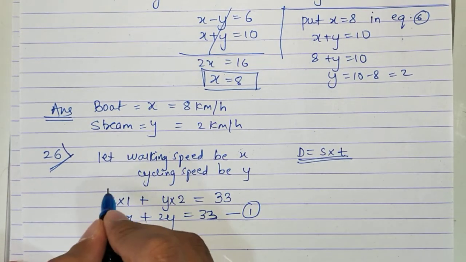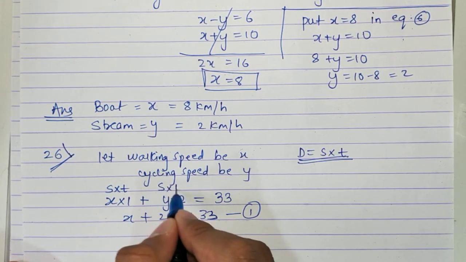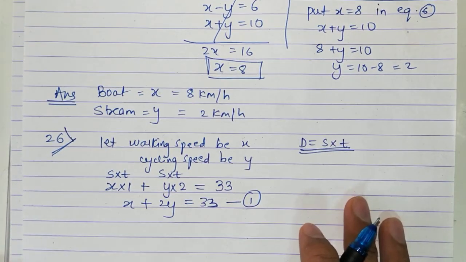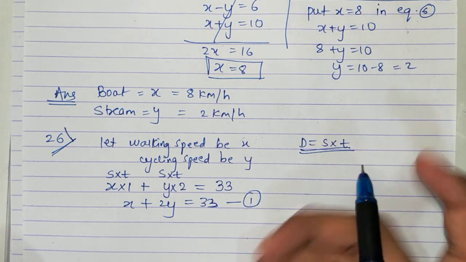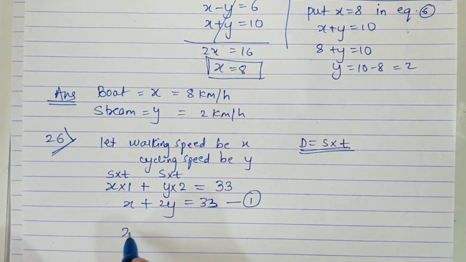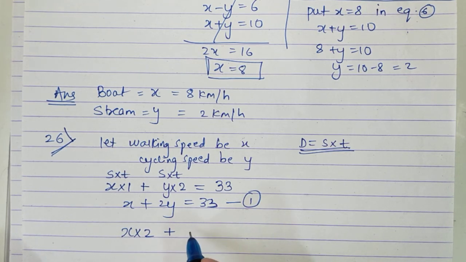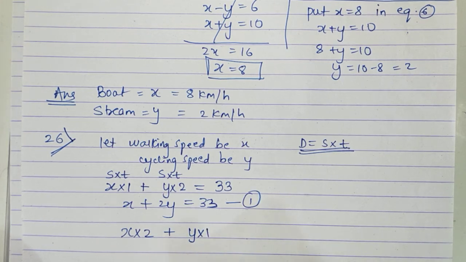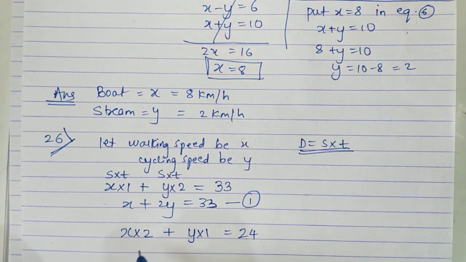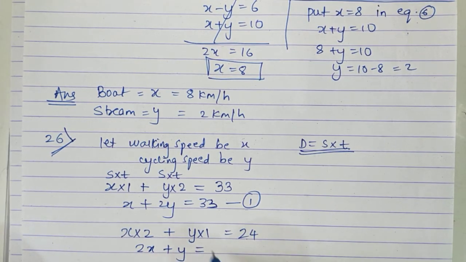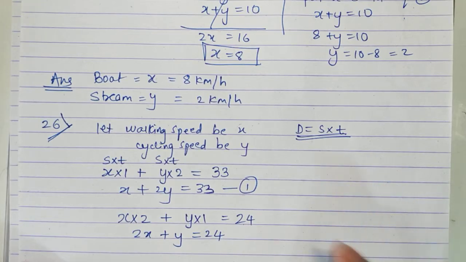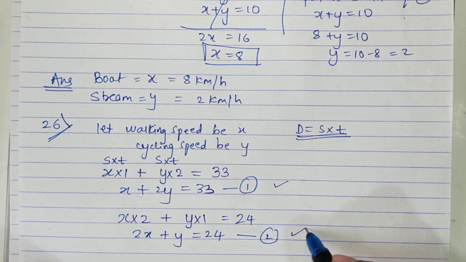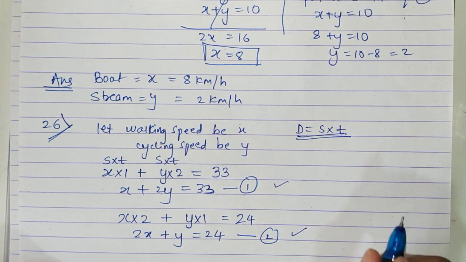Okay, if you want I'll write like this, speed into time. In the second case they're saying but if she walks for 2 hours, मतलब अगर वो walking 2 hours करेगी means x into 2 plus and cycles for 1 hour, so cycling 1 hour करेगी y into 1. Now she travels, so this equation will become 2x plus y equals 24. Equation 2. Now you can easily solve these two equations and find the value of x and y. I leave that on you.